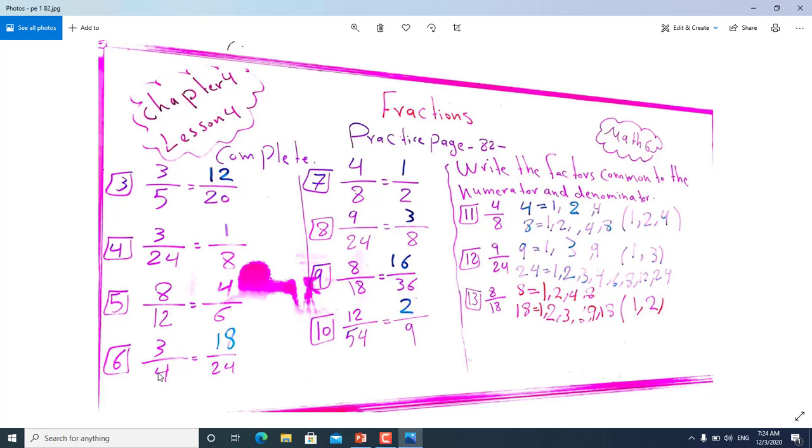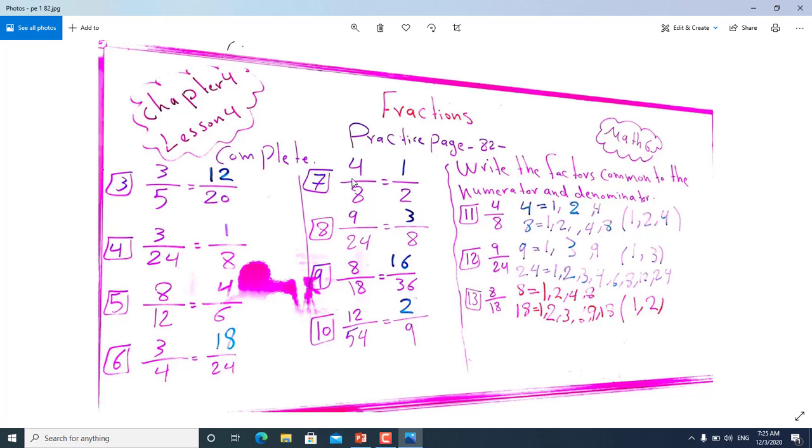From number 6, we have 3 over 4 equal to a number over 24. So 4, how can you make it 24? By multiplying by 6. The numerator must also be multiplied by 6. 3 times 6 is 18. 18 over 24 is the equivalent fraction. From number 7, we have 4 over 8 equal to a number over 2. 8, how can you make it 2? By dividing by 4, because 8 divided by 4 is 2.